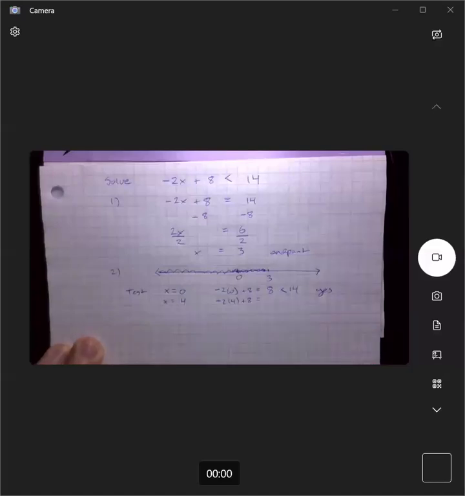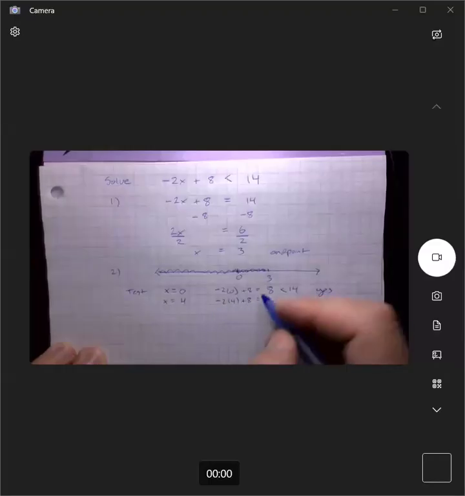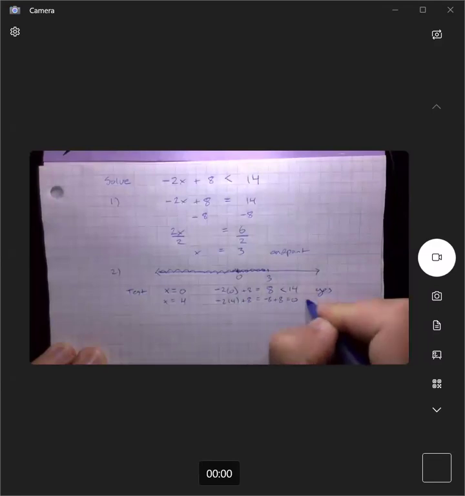I'm noticing something that I think maybe I did wrong. Aha, this is good. I'm going to work through my error, and that's going to help me catch what I did wrong. So I do negative 2 times 4 plus 8. Well, that's negative 8 plus 8, which is 0, which is also less than 14.